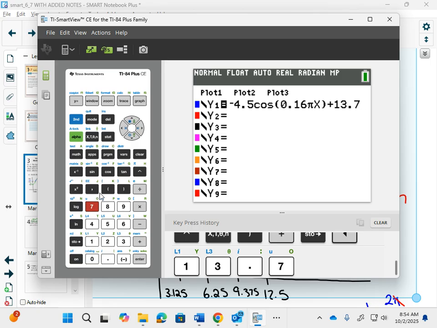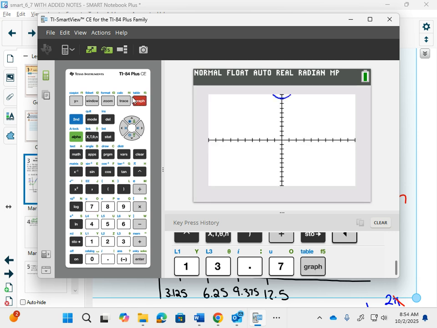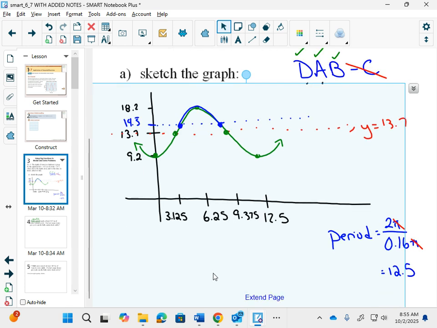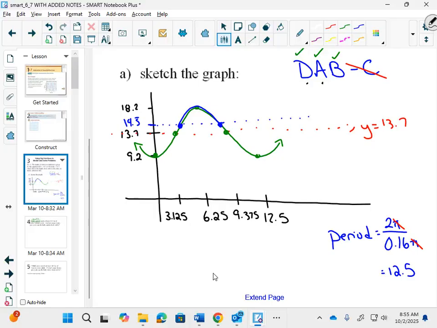Now, most likely, if I hit graph right now, let me just check. Yeah, I don't see very much. Because if you have a graphing calculator, normally it is set to see between negative 10 and 10 and negative 10 and 10. Let me go back to my graph here on our equation. And right now, this is what my calculator sees.